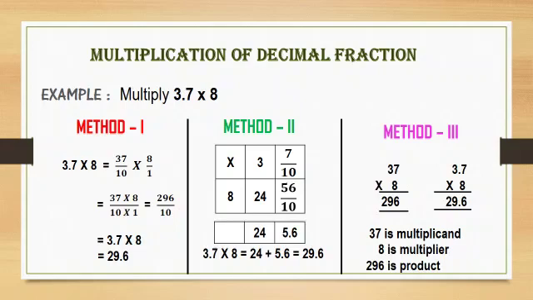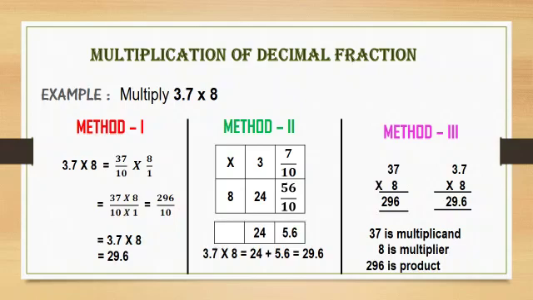Now 8 multiply 3 is 24 and 8 multiply 7 upon 10 is 56 upon 10. Now in the answer column we got 24 and 56 upon 10 is 5.6. So when we add 24 plus 5.6, we get the answer as 29.6, which is same as the answer for 3.7 multiply 8.